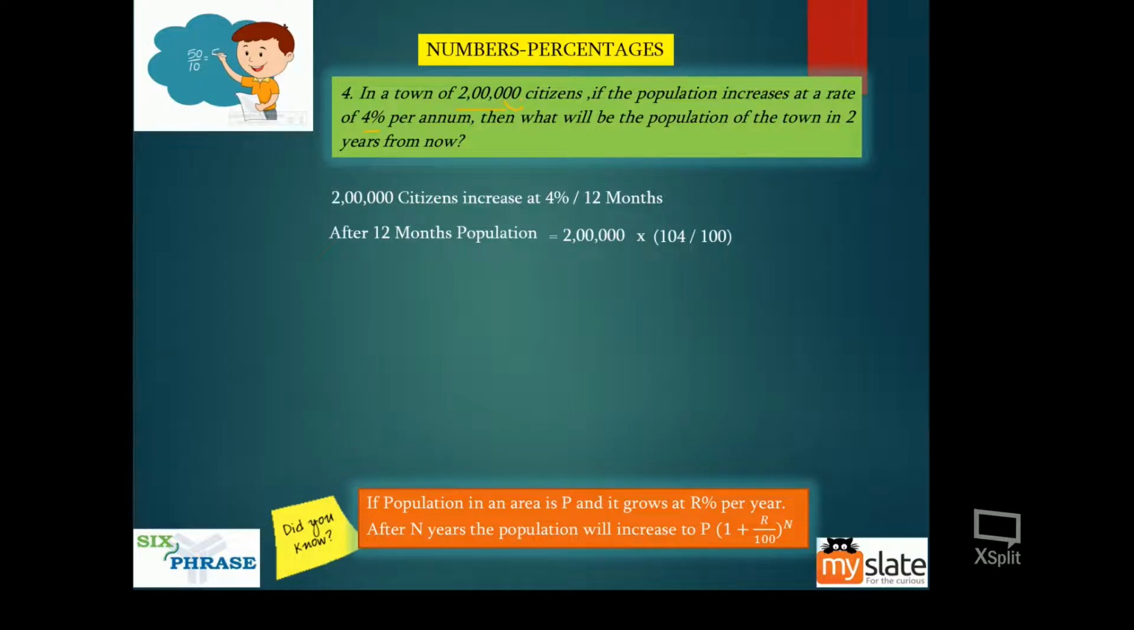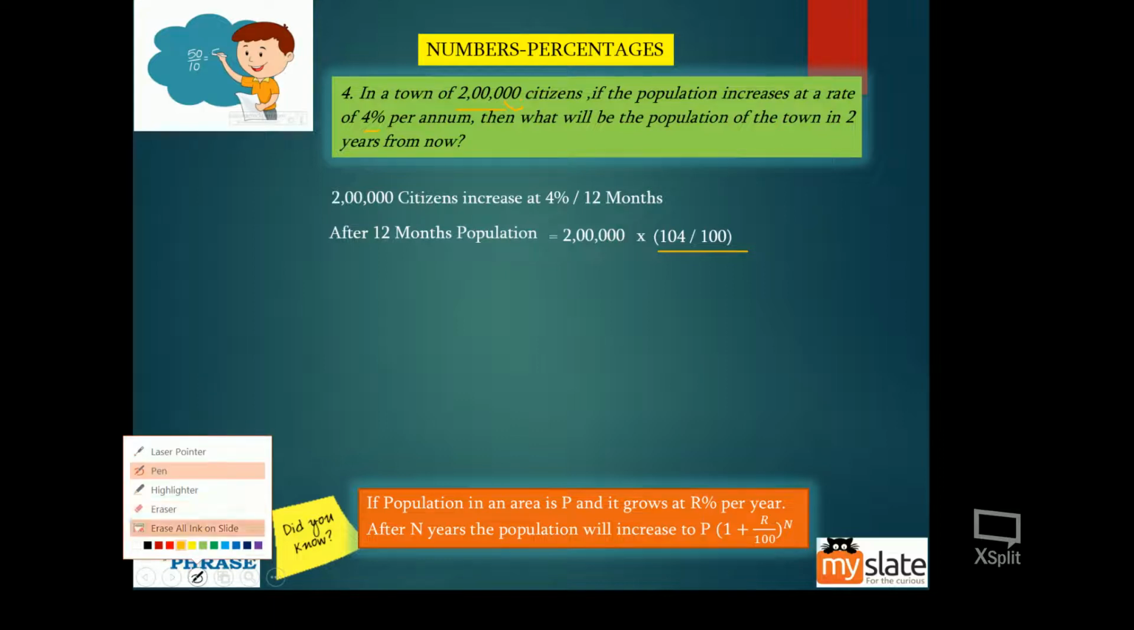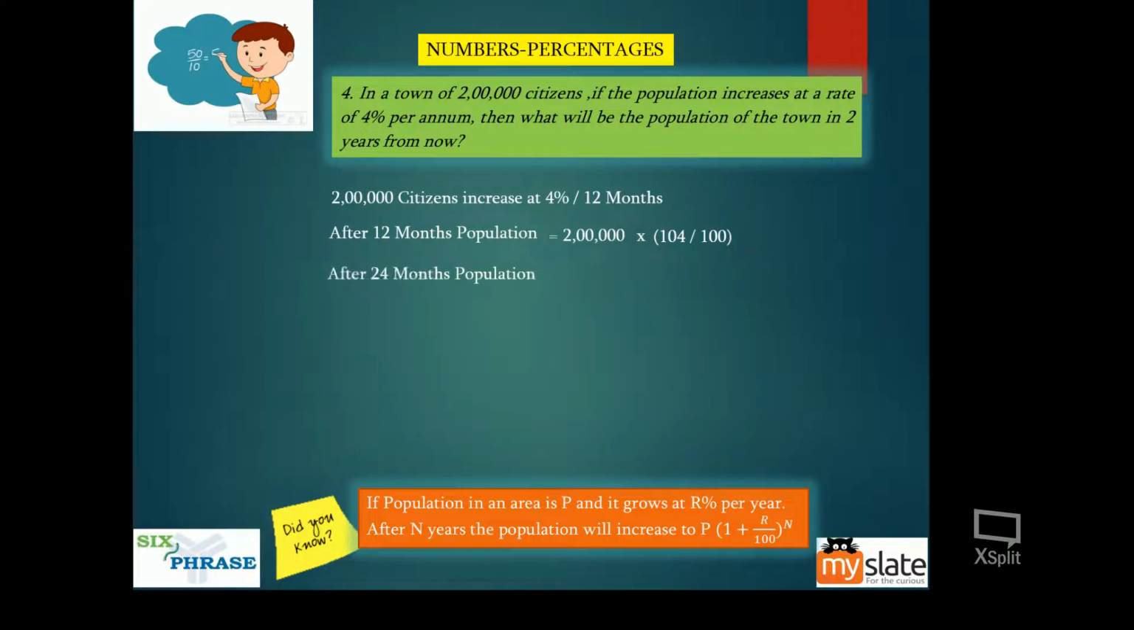So guys, to increase some number by 4 by 100, you multiply it by 104 by 100, or you can use the shortcut that I just told you. For easy numbers you can use the shortcuts, for difficult numbers use this formula. To increase a number by 4%, you multiply it by 104 by 100. Now after 24 months, you increase it by 104 by 100 into 104 by 100.